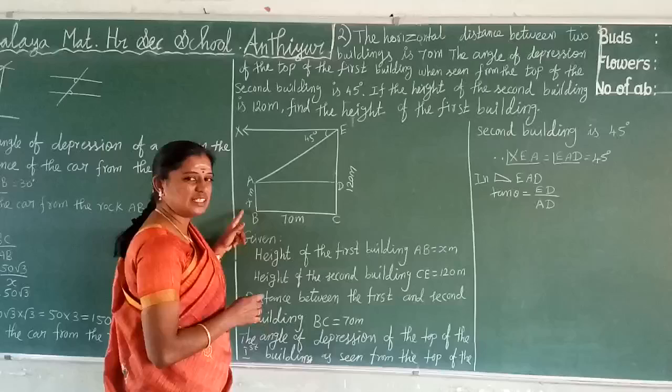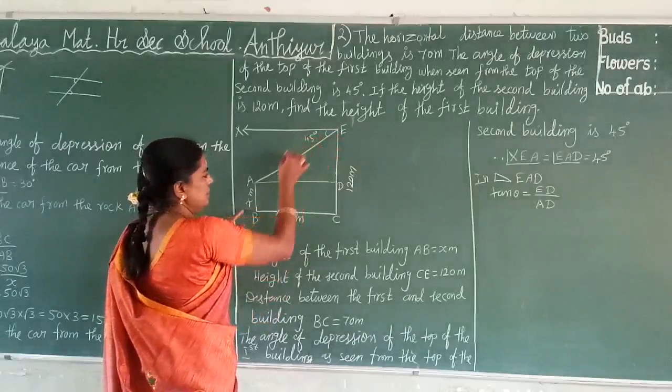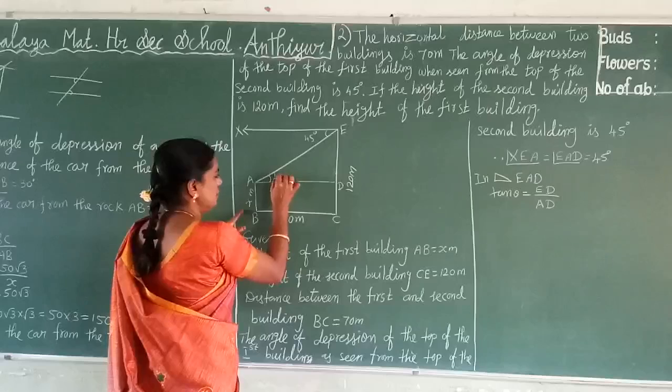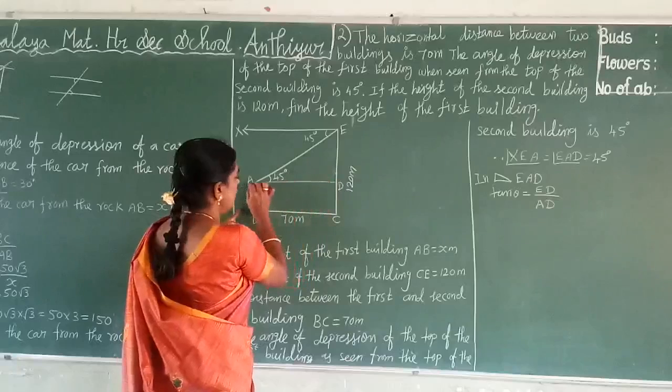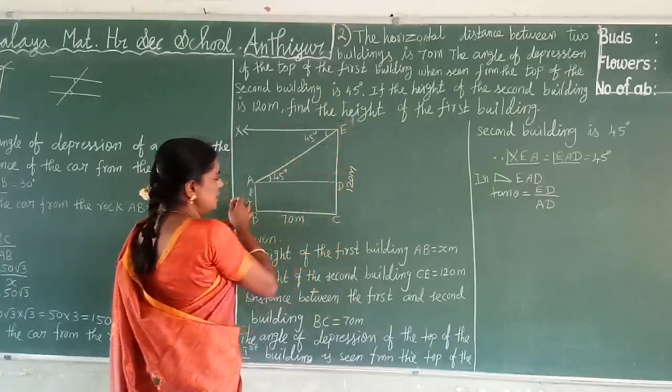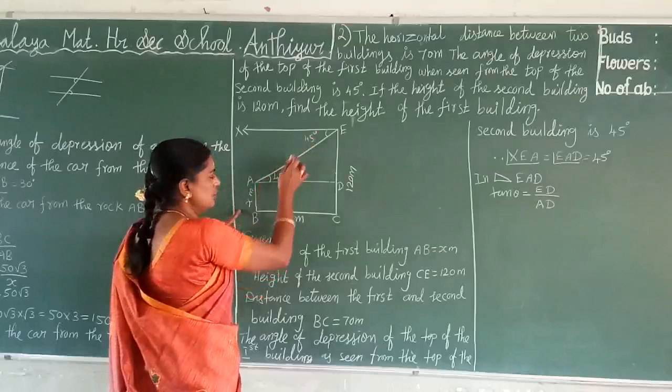The last question, so we discussed, the angle of depression is equal to the angle of elevation. That is, alternate interior angles are equal. For these two lines we make one parallel line, and this is the transversal. Clear? So these two angles are equal.